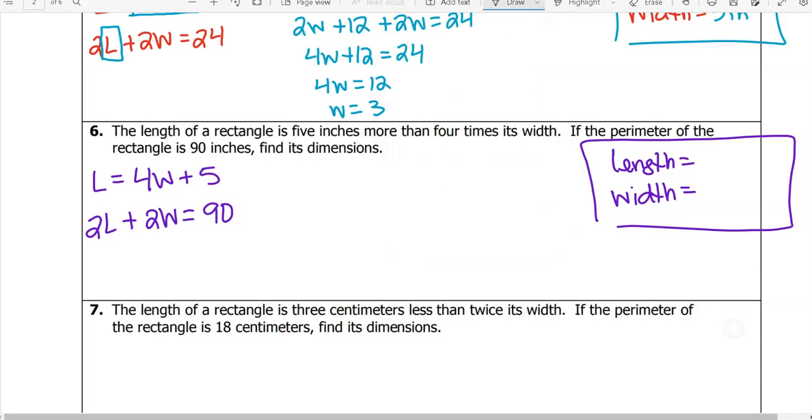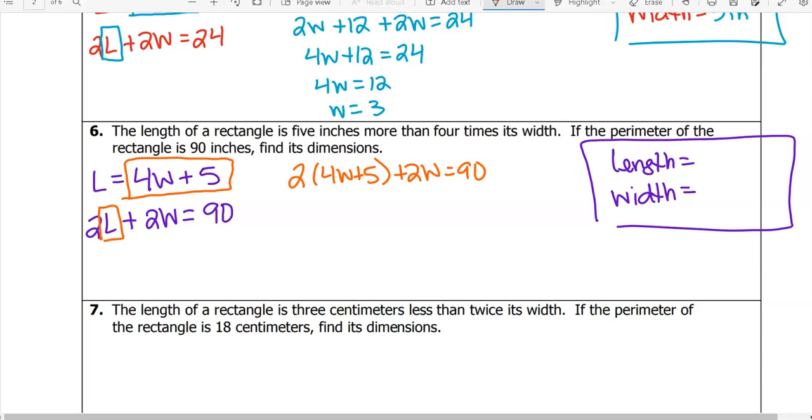All right, help me set it up. 2 times (4W plus 5) plus 2W equals 90. Very good. We knew L is 4W plus 5, so that's what we substituted in. All right, now what?